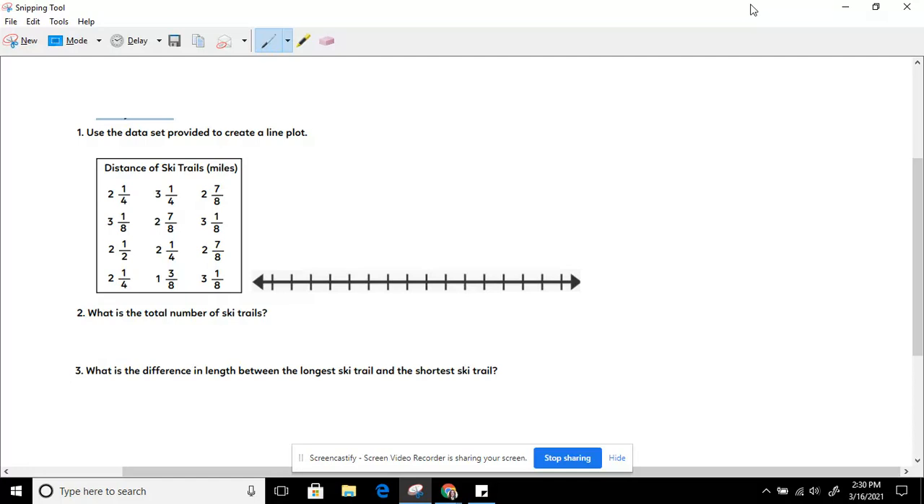So number 1, as I said, you're using your data here to create your line plot. I'm going to get yours started. I'm not going to do the whole thing. But the first thing you're going to want to do is look at your smallest number. We're dealing with mixed numbers here, so a whole number with a fraction. So I like to look at the whole numbers first, and I see that there's a 1, where all the other numbers start with a 2 or a 3. So we know that 1 3/8 is going to be our least. So we're going to put that on our first line.